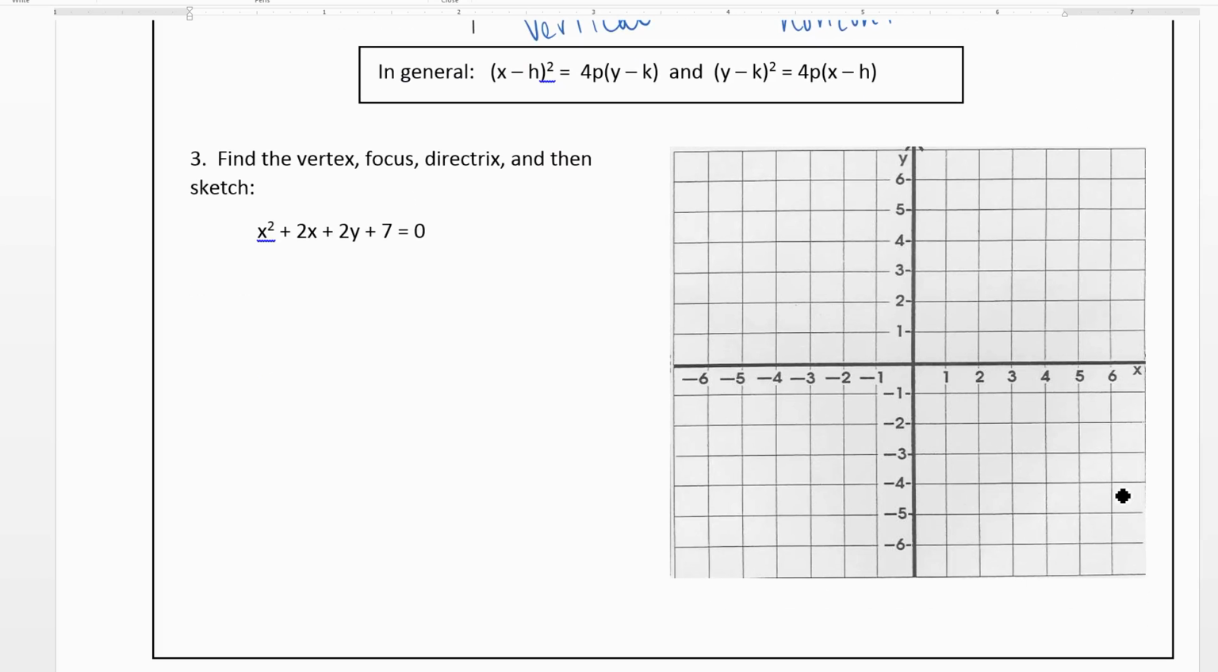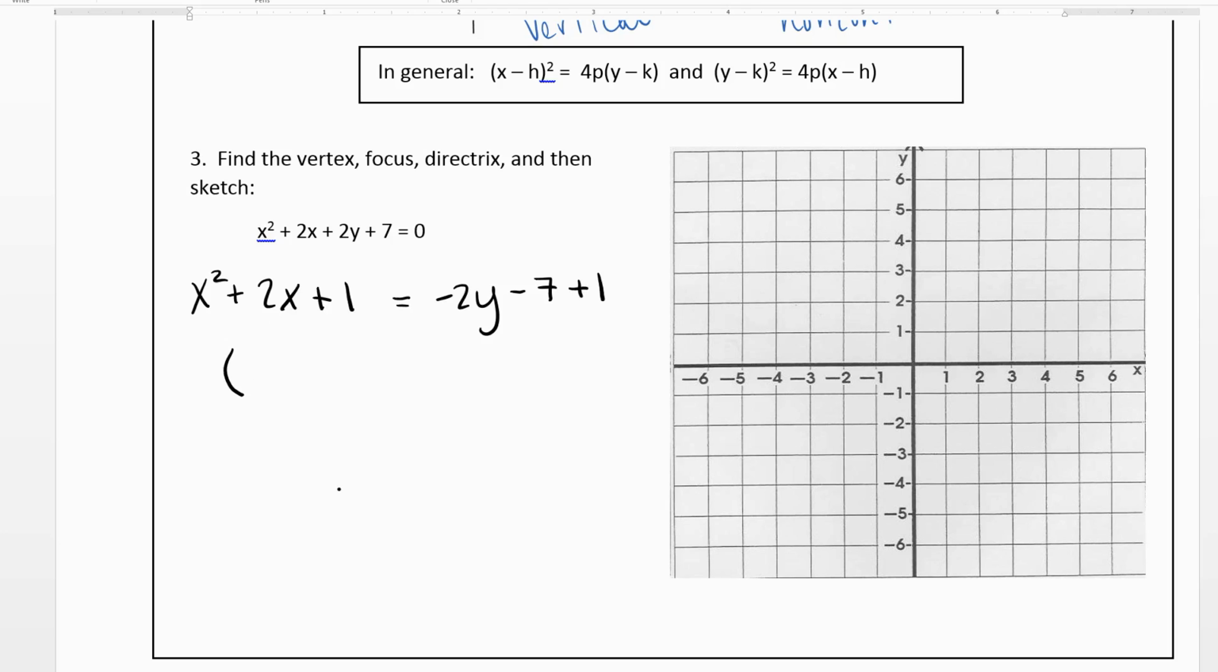Now here, you're going to want to leave the x squared, or the squared variable, on one side, and move the other variable and everything else to the other side. So we're going to leave the x's over here. So x squared plus 2x, and we're going to subtract the 2y and the 7 over to the other side. Now we need to complete the square only for the variable that has a squared term, so only the x's here. So to complete the square with this 2, we'd take 2 divided by 2, which would be 1, and square it, so we're going to add 1 to each side.